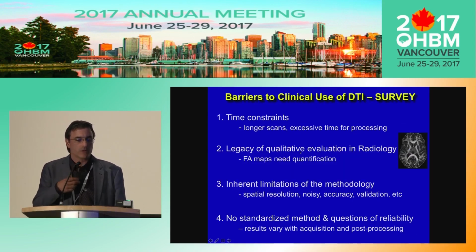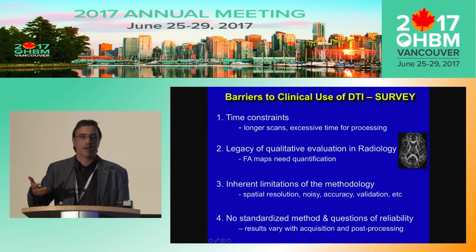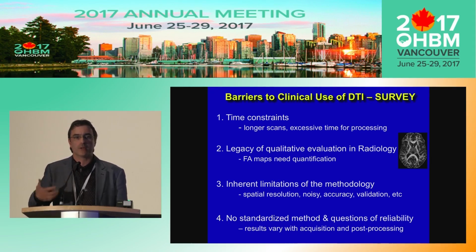So what are the barriers to the clinical use of DTI? And this is the neuroradiologists responding to my survey. One was the time constraints, longer scans, excessive time for processing, legacy of qualitative evaluation in radiology. You know, the FA maps look pretty similar. You saw the genetic FA maps I showed you earlier. They look pretty much the same. You need to quantify them to pull out the changes. There's inherent limitations of the methodology in terms of spatial resolution. It's noisy data. How accurate is it? Is it valid? And there's really no standardized method.